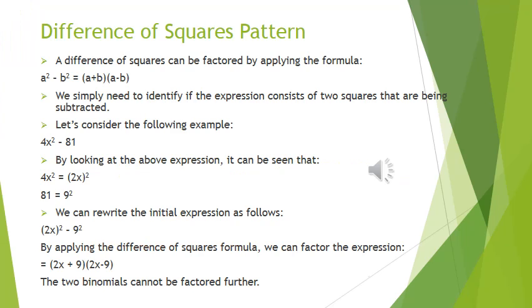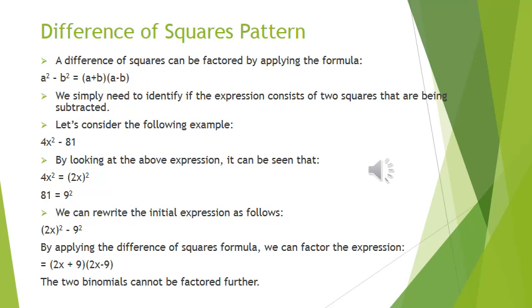As introduced by our instructor, a difference of squares can be factored by applying the formula stated below. a squared minus b squared is equivalent to the product of a plus b and a minus b, or else it is equivalent to the product of a minus b and a plus b. We simply need to identify if the expression consists of two squares that are being subtracted.